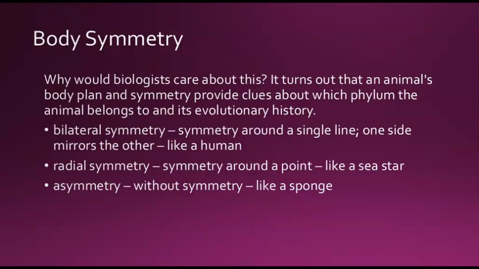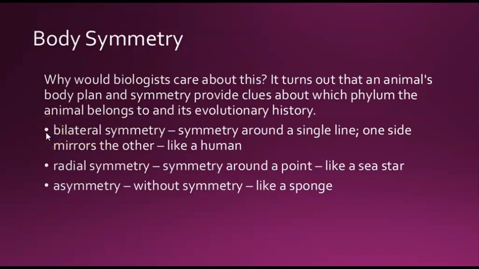All right, so I want to take a break here. We already did two phyla. We did the cnidarians and the sponge phyla, the poriferans. I want to take a break here and discuss something called body symmetry. Biologists care very much about body symmetry because it's a way of classifying organisms into different groups. It turns out that an animal's body plan and its symmetry provide clues about which phylum the animal belongs to and its evolutionary history. There are three kinds of body symmetry.